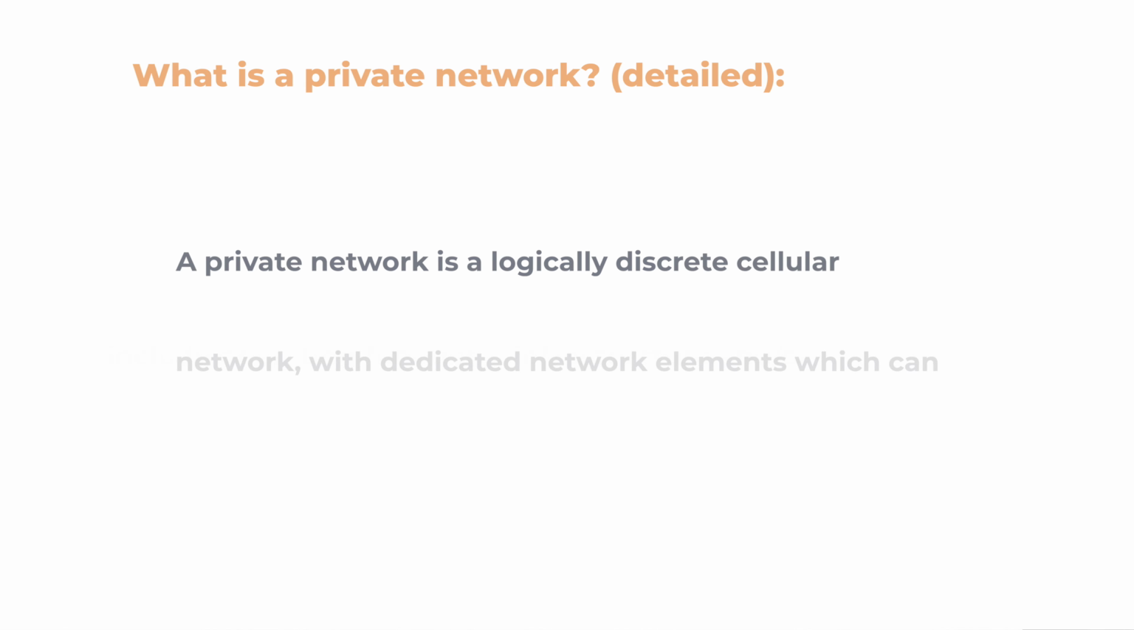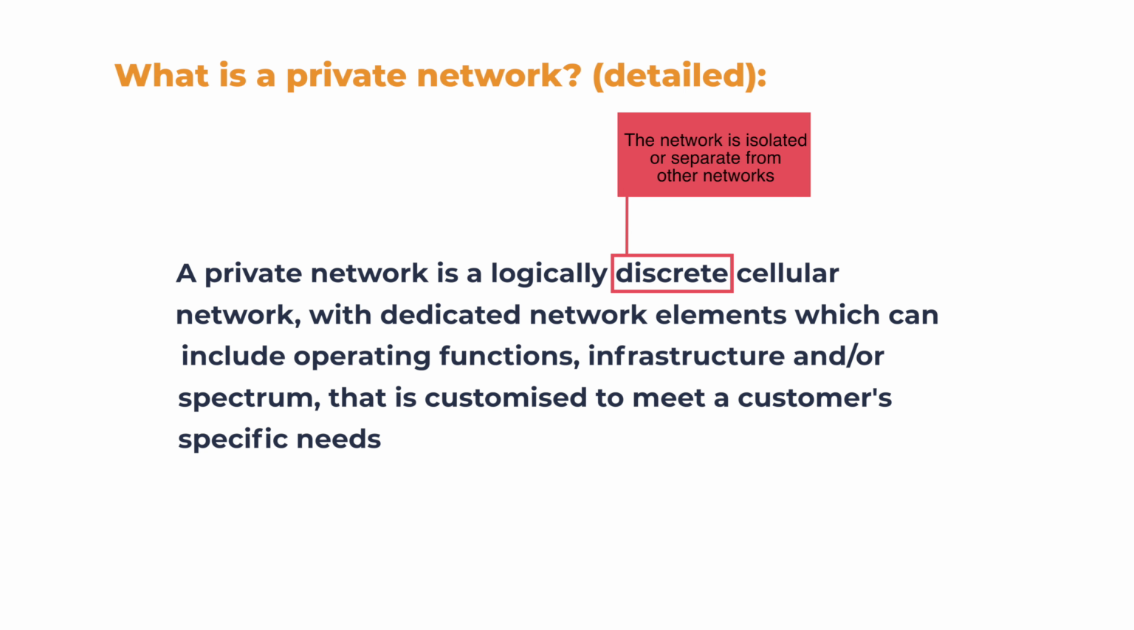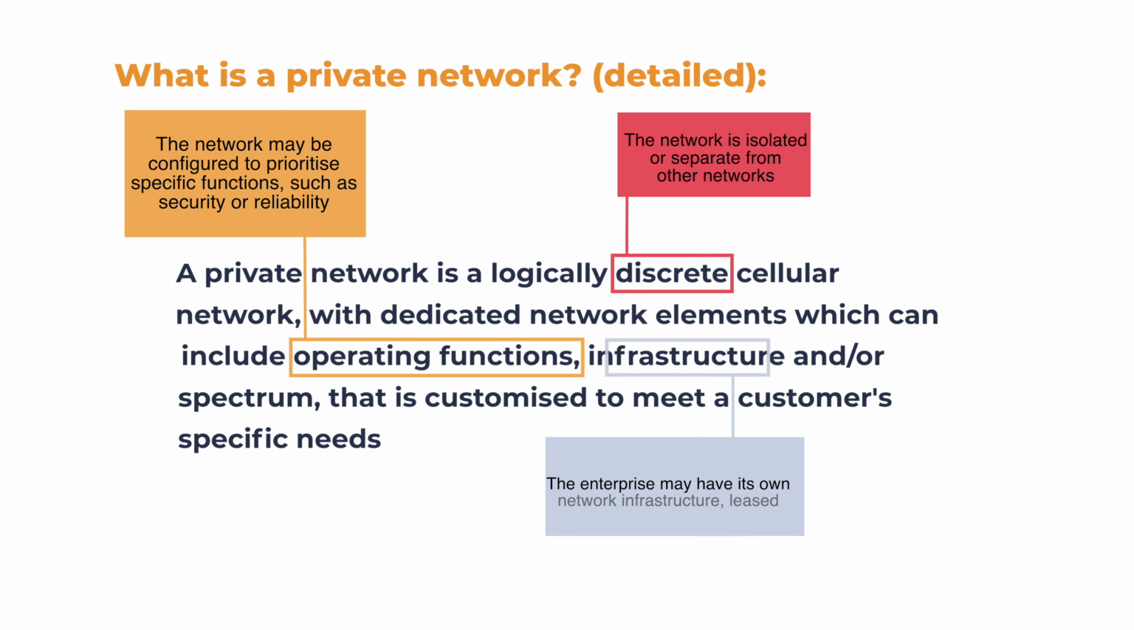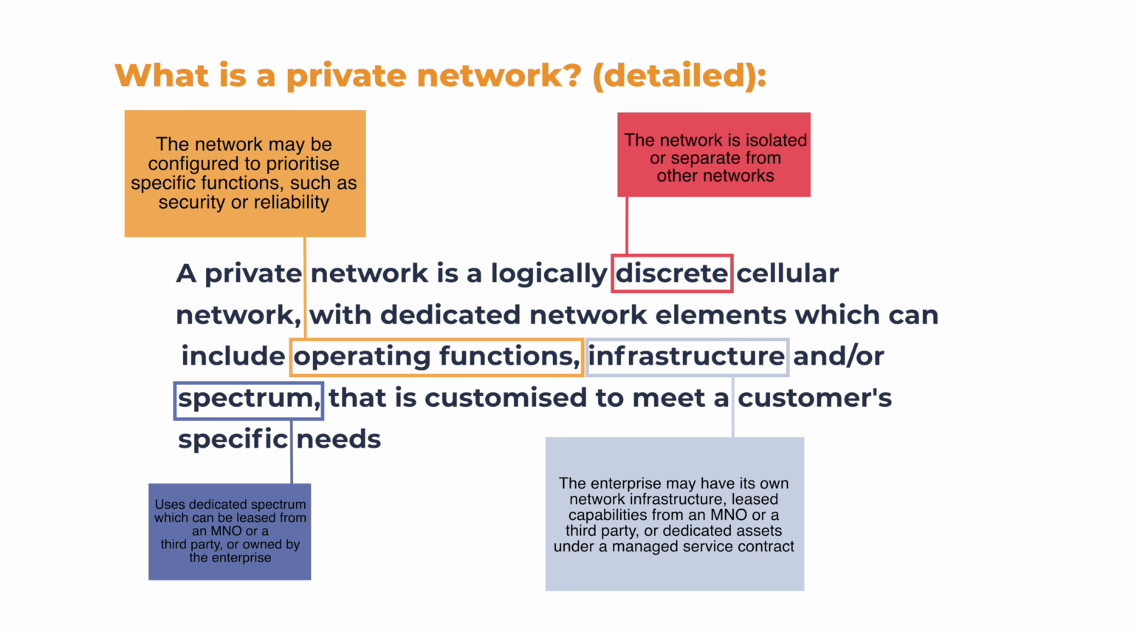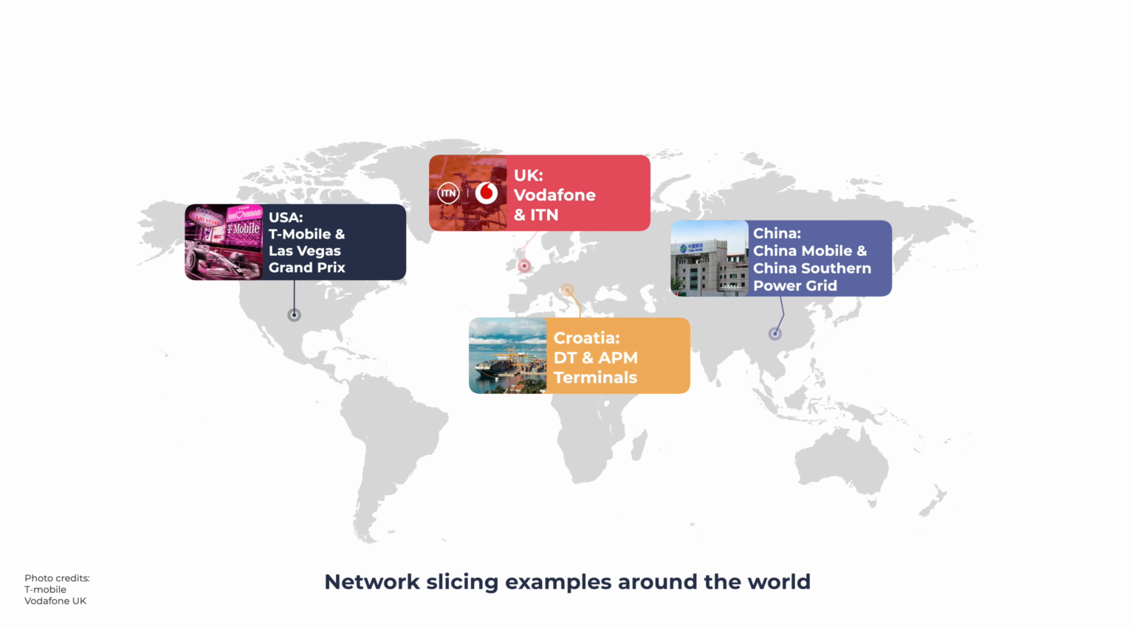Now, there's also a more involved version of this where we add that this logically discrete cellular network will have some dedicated network elements, which could be operating functions, infrastructure, or spectrum. They could be, but they don't have to be. So, from a network technology perspective, this definition is clear but casts a fairly wide net. So, for example, we do include instances of network slicing of public networks that fit into this overall criteria.